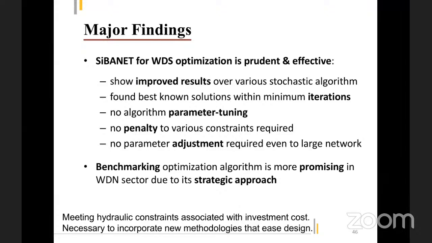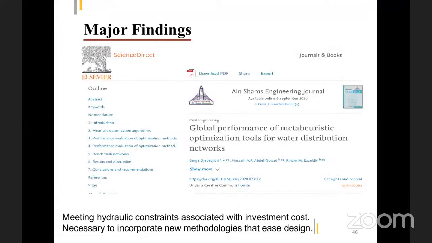I would like to support this finding by citing the latest article by Burji et al., in which the Global Performance Review of Metaheuristics ranked this model as the best, with a maximum evaluation efficiency of 78.2%, which is the highest among other optimization models. Therefore, SBA is a promising alternative in combinatorial optimization that is well demonstrated by the SIBANET approach.